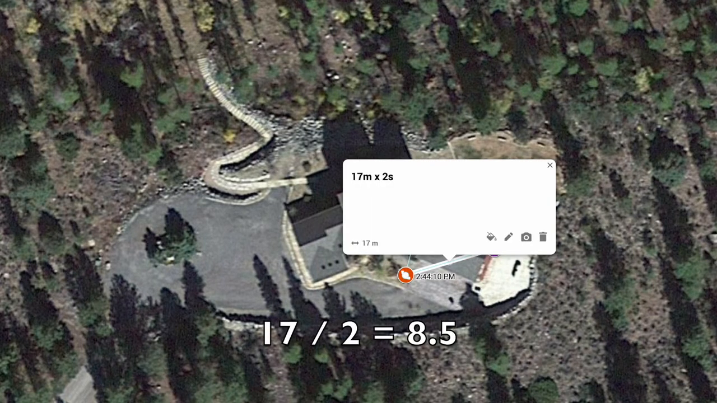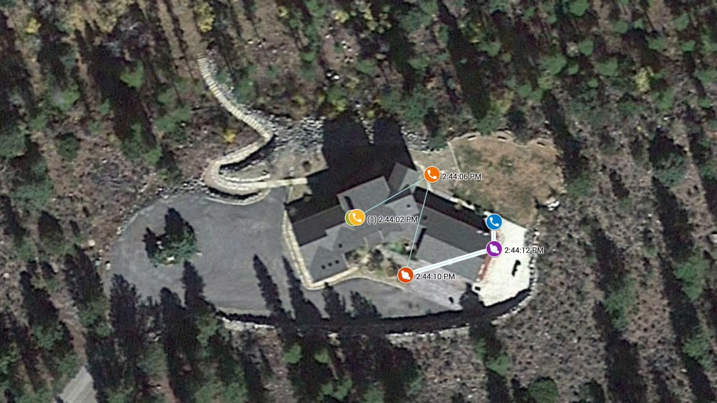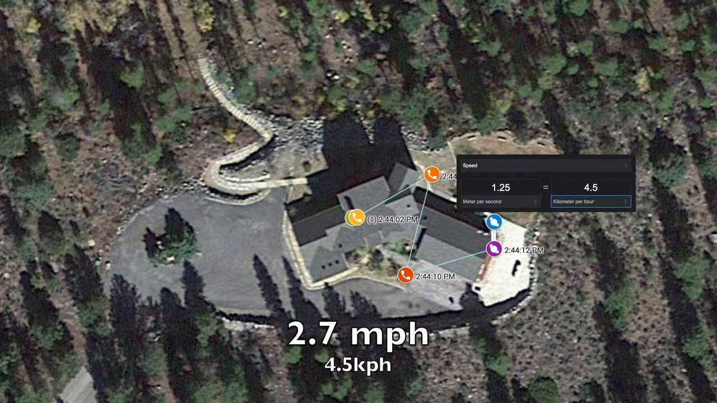17 metres divided by 2 seconds gives us 8.5 metres per second. Plug it into the converter, we get 30.6 kilometers per hour, or for Americans, 19 miles per hour. This last pin isn't in the defence exhibit diagram. However, it does show a walking pace to the last GPS location.